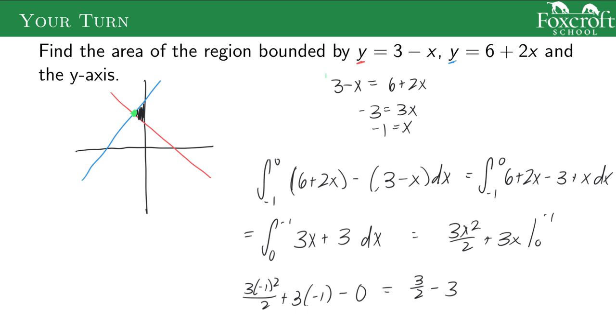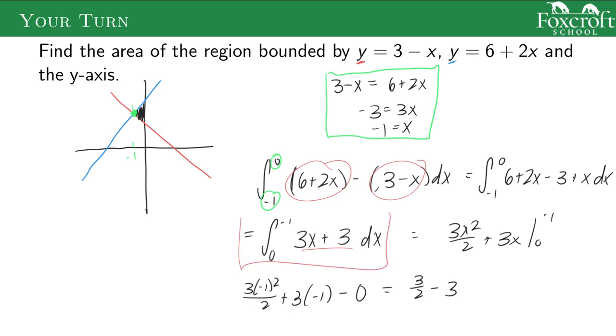So the first thing I had to do was set these equations equal and figure out that it is at -1. So now I know my integral is going to start at -1 and end at 0. I do the top function, which in this case was actually the blue function, 6 plus 2x, minus the bottom function, the red function, 3 minus x. I did some simplifying, distributed the negative, and combined my like terms. That way there's just less stuff to take the antiderivative of. All right, so up to here. And then I take my antiderivatives, I plug in the top function, and plug in the bottom function.